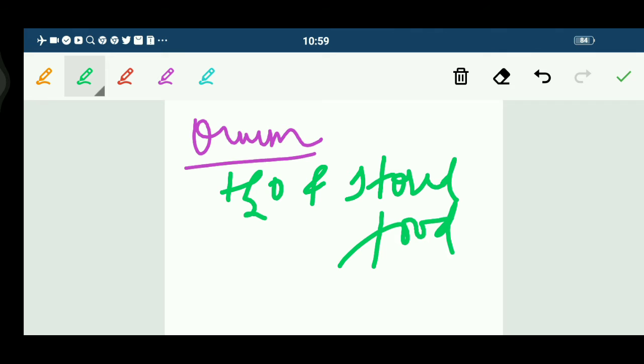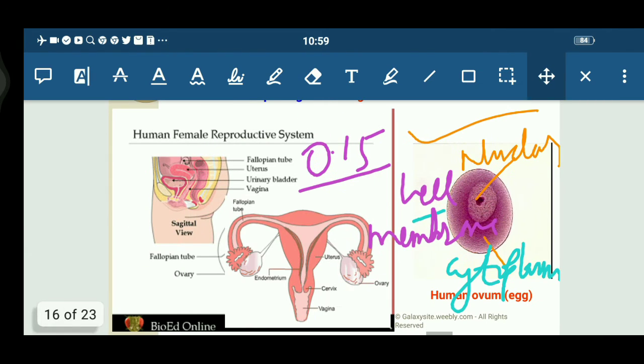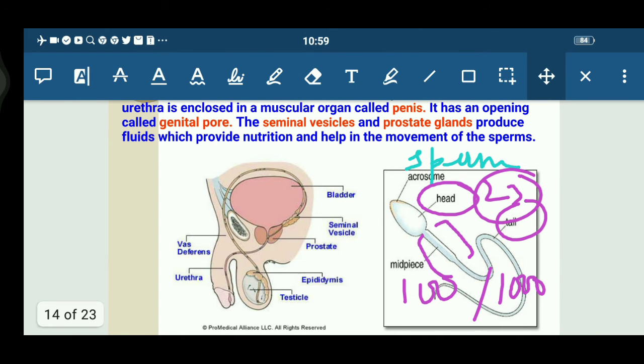Alright. And students, the important part of ovum or egg is its nucleus, because I have already told you that they contain chromosomes which carry the genes, which are the unit of inheritance. Fine. So this is what the structure of ovum looks like and the structure of sperm. I hope these two things are clear, students. Now we'll be discussing the reproductive systems.